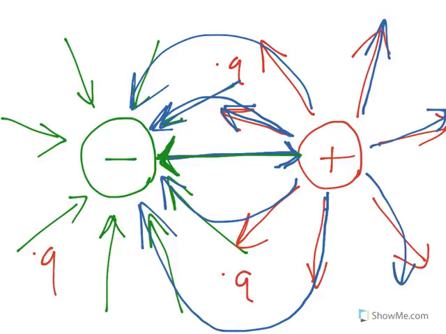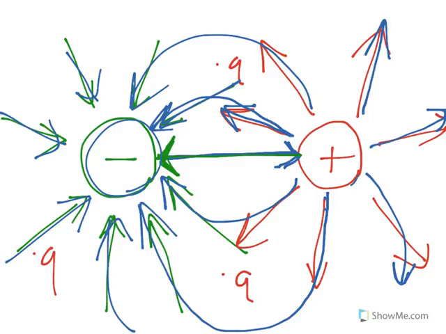The lines from the positive charge will be pointing toward the negative charge, and these lines here will be going toward the negative charge coming from the positive charge. This configuration with one negative charge and one positive charge is called a dipole because it's got a negative pole and a positive pole.